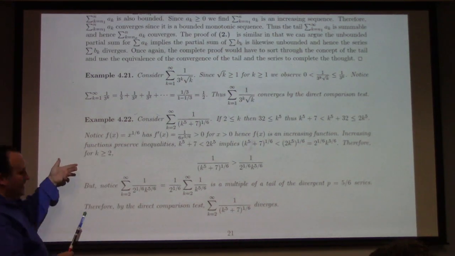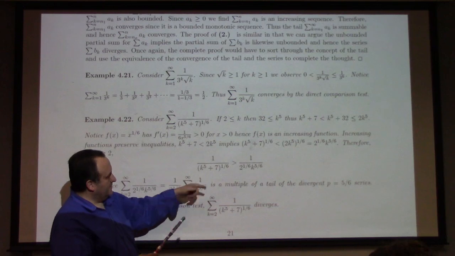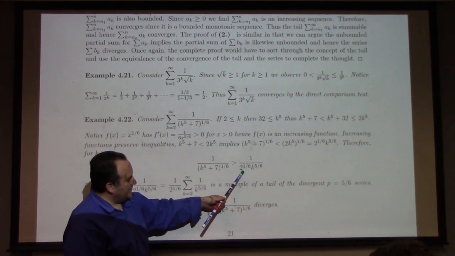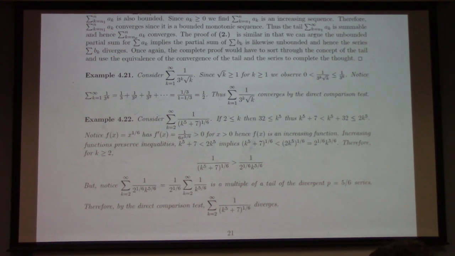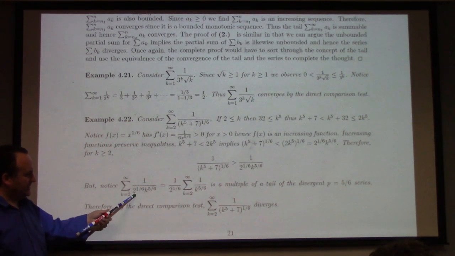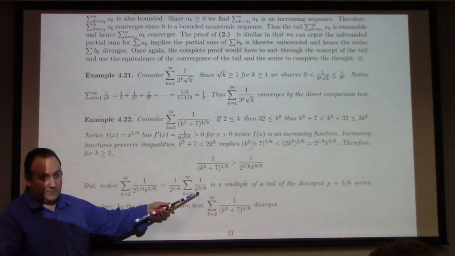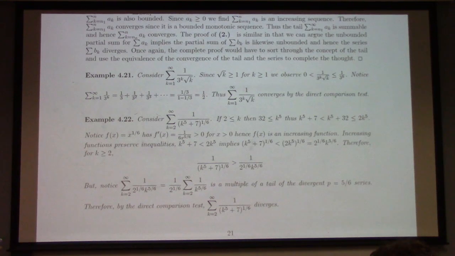And then I turn it over for the series of interest, and I say, okay, well, 1 over (k to the 5th plus 7) to the 1/6th is greater than 2 to the 1/6th times k to the 5/6th power, right? But that's what I'm after, because you see here, I can factor the constant out, and then I'm looking at a p equals 5/6 series, well, the tail of a p equals 5/6 series, which diverges by the p-series test, right?